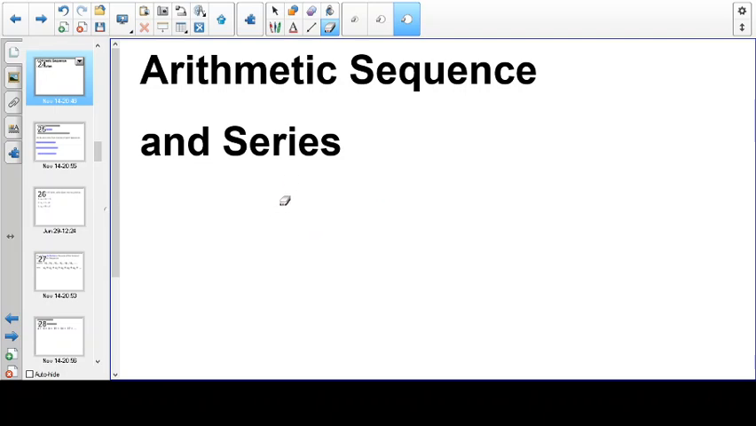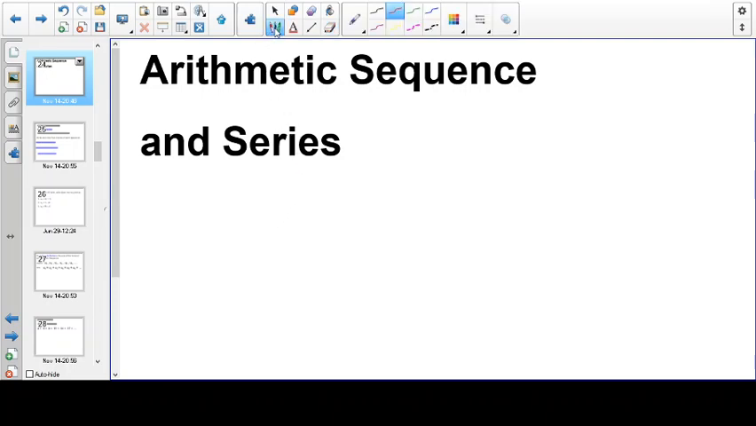So in the last video I talked to you about sequences in general and how we could use recurrence relations to show how to get from one term to the next. In this video and the subsequent videos following this, I'm going to be looking specifically at arithmetic sequences.